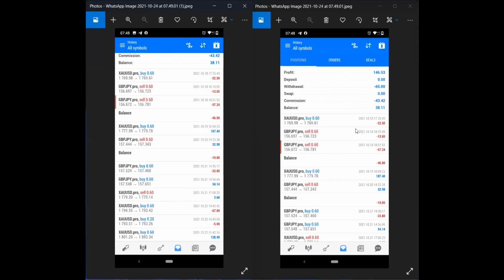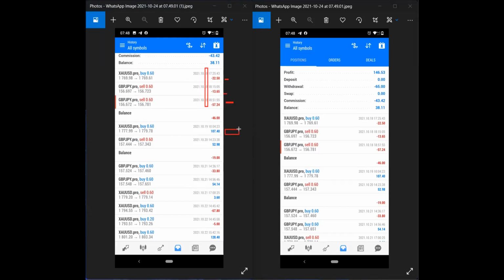Hii ndio imekuwa wiki yangu. Haijakuwa very good week because nimechukua losses bana. I had a Monday, I closed my day with loss. Bado niangalie. This is Monday. I tried my best. The first trade, the second trade, the third trade, I closed with loss.